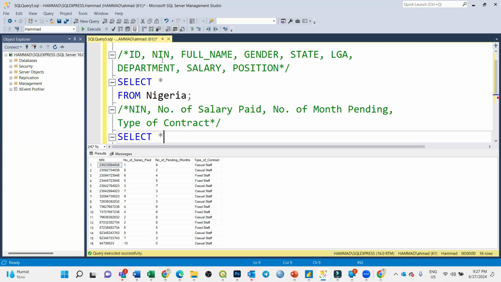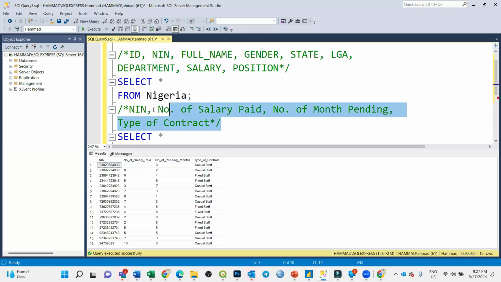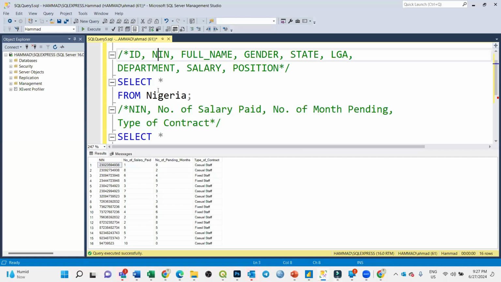So here, if you look at it, we have ID here as a primary key, NIN, and we also have NIN. So NIN here is a what? NIN here is a foreign key in table one, while it is a primary key in table two. And that's what we are going to use to combine the two tables together, using this foreign key that we have, which is NIN.